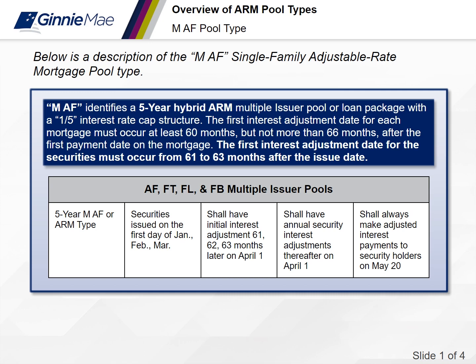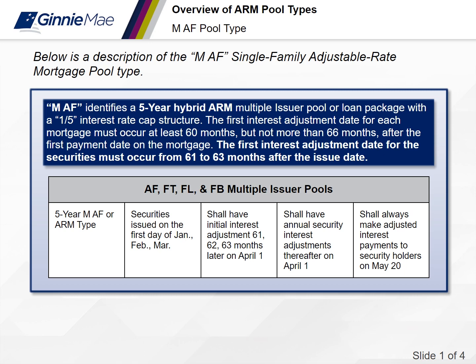These are multiple pools. Of course, they go into the loan package just the same way, with a 1.5 interest rate cap. The first interest adjustable date for each mortgage must occur at least 60 months, but not more than 66 months after the first payment date on the mortgage. And the first interest adjustable date for the security must occur 61 to 63 months from the issue date. So we give you a little layout there: the 5-year ARMs, that's the MAF pool type.